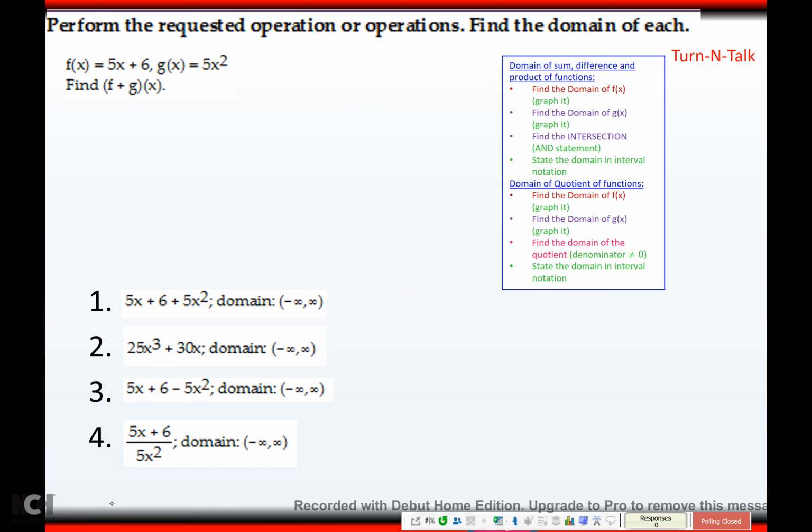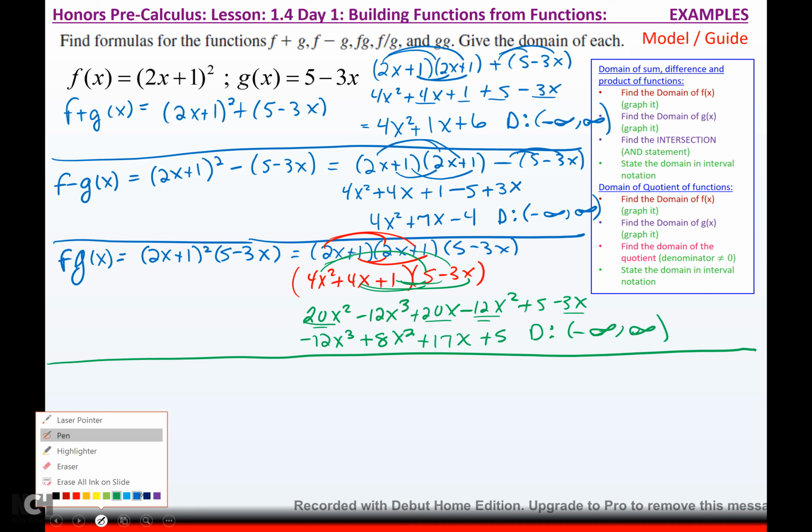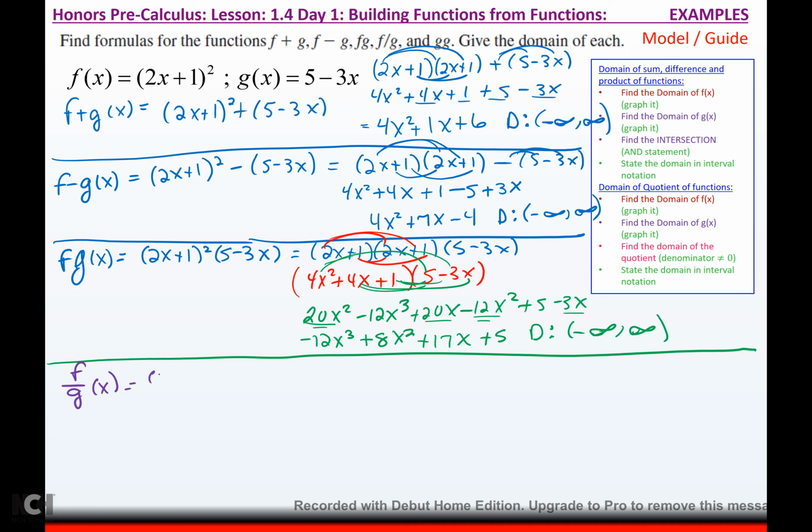Then they want f divided by g. F divided by g of x is going to be my f function, which is 2x plus 1 squared, over my g function, which is 5 minus 3x. And I could simplify the top, but nothing's going to cancel, so as far as division goes, I'm done.